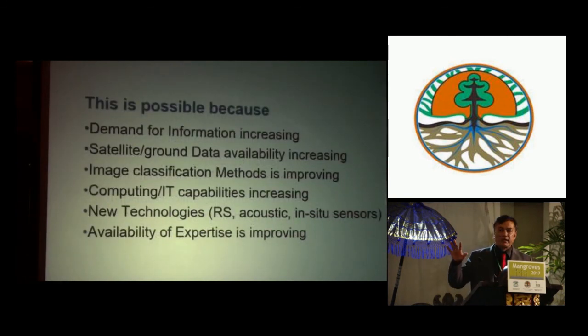And this, I think, provides a summary of all my slides, showing that this is possible because the demand for information is increasing, satellite and ground data availability is increasing, image classification methods are improving, IT technology is improving, even remote sensing technology is improving, and we have more experts than before.